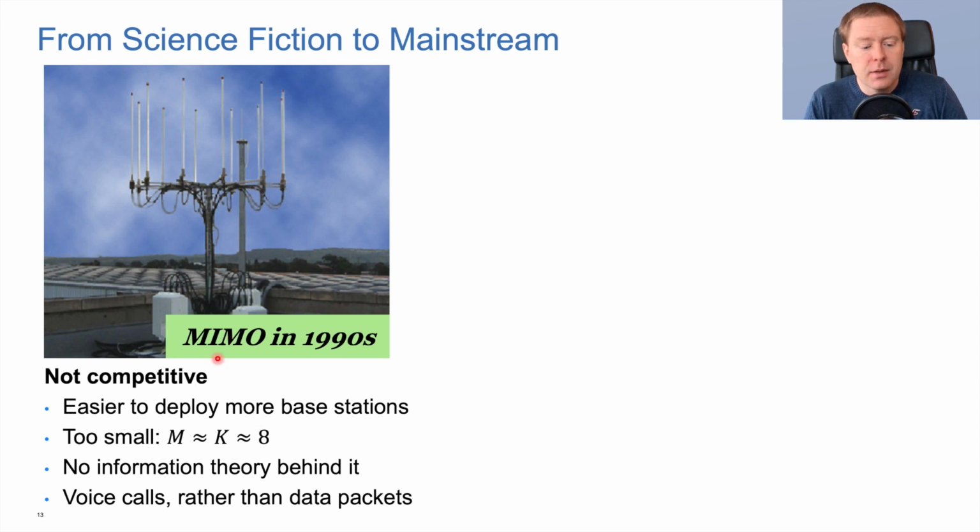And at the time, it was typically too small to see the benefits. You had approximately the same number of antennas as users because that seemed the reasonable thing to do. Why have too many antennas if the multiplexing gain that you can achieve is proportional to the number of users and not the number of antennas? And there was no information theory behind it, and at the time, as I said, voice call was the main application rather than data packets. So as long as you can deliver a minimum SNR so that you could hear what the other person is saying, then you didn't benefit from having higher data rates.